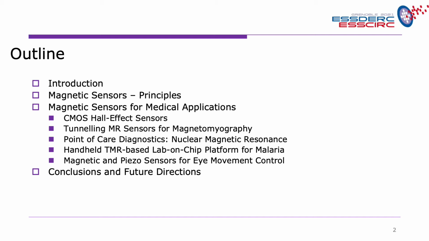We will review different types of magnetic sensors, including CMOS Hall effect sensors, tunneling magnetoresistive sensors, point-of-care diagnostics using NMR, and CMOS-based NMR sensors. Then we will look at handheld tunneling magnetoresistive sensors for malaria hemozoin detection and also for eye movement gesture control. At the end, we will conclude and look at the future directions for magnetic sensors.